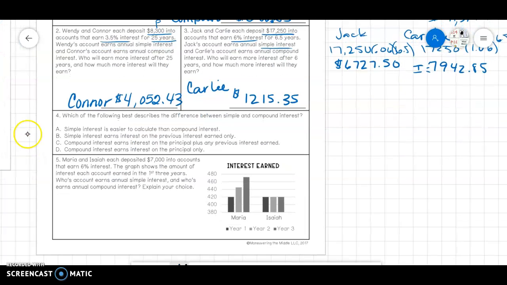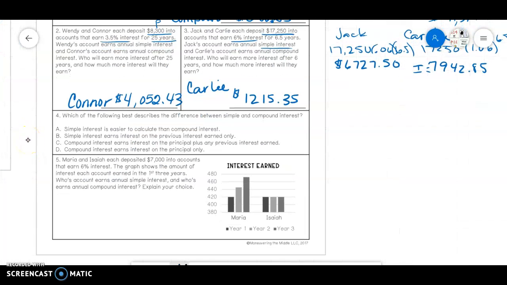Number 4, everybody did quite well on. Which of the following best describes the difference between simple and compound interest? Compound interest earns interest on the principal plus any previous interest earned. The graph shows the amount of interest each account earned in the first year. Whose account earns annual simple and whose earns compound? So you should have told me that Isaiah earned simple because it was the same every time, and Maria earned compound because hers went up.